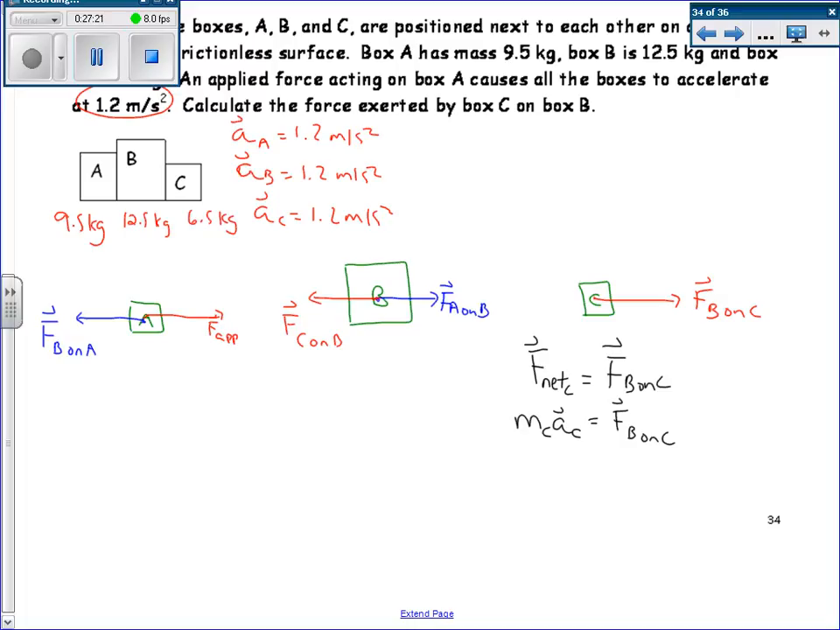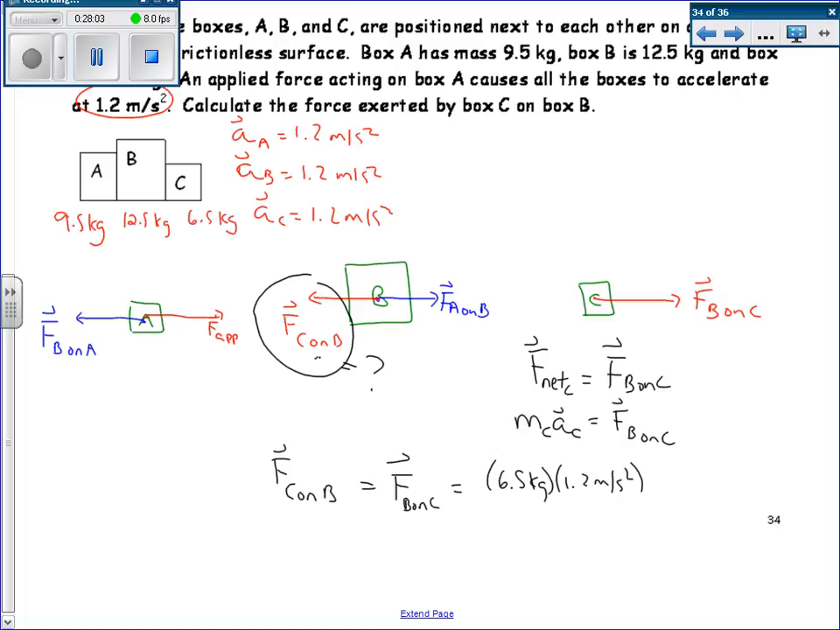Or B on C, as John Markowski used to say all the time. Why I'm finding this is because this is what I actually want to find. But these 2 are equal, so I can't use calculations on box B to find this value. But if I use calculations on box C, I've found its reaction force, and therefore this is the same thing. I can find this because I know the mass of box C is 6.5 kilograms, and I know it's accelerating forward at 1.2 meters per second squared. So the force of B on C, which is equal to the force of C on B, is equal to that.